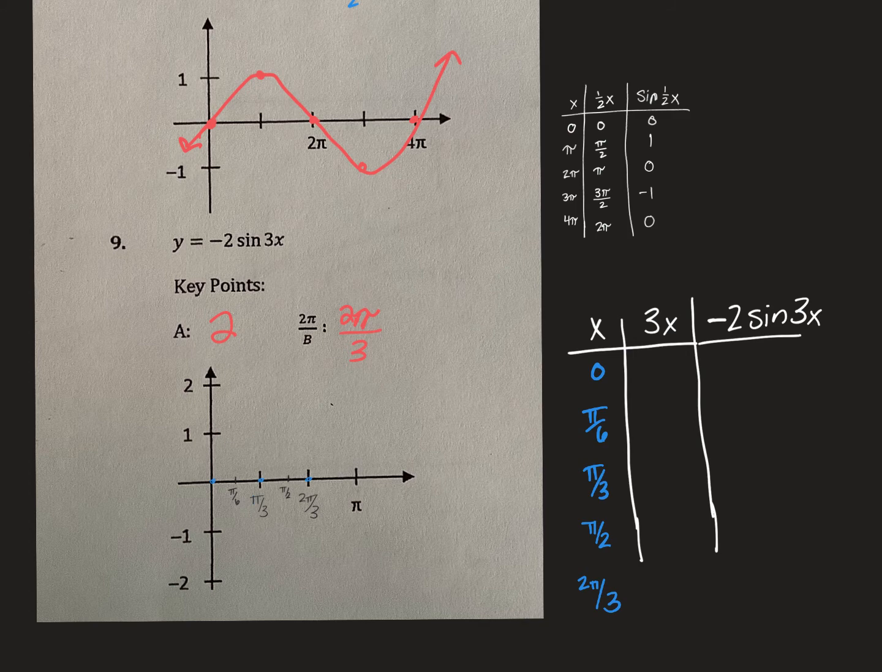All right, so then when we multiply those by 3, 3 times 0 is 0. 3 times pi over 6 is pi over 2. 3 times pi over 3 is pi. 3 times pi over 2 is 3 pi over 2. And 2 pi over 3 times 3 is 2 pi.